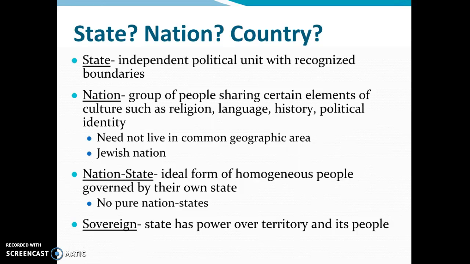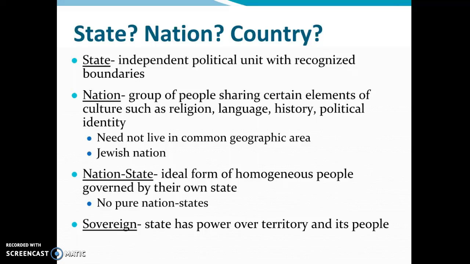That's kind of our more common language. But a state is an independent political unit with recognized boundaries. The word sovereignty should come to mind here, and that's the idea that a state has power over its own territory and its own people. So a little bit of a different idea is the word nation. A nation, a lot of times we use synonymously with a country. However, that's not the case in AP Human Geography. A nation is simply a group of people sharing certain elements of culture, including language, religion, history, or maybe even political identity. They do not necessarily have to live in a common geographic area.